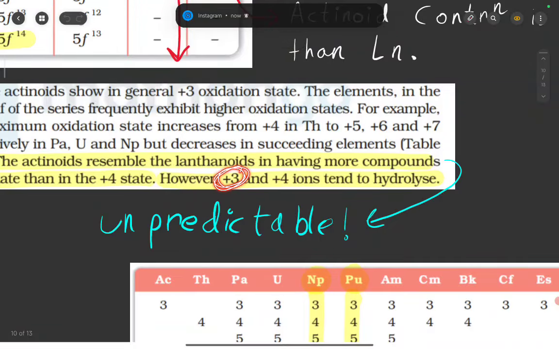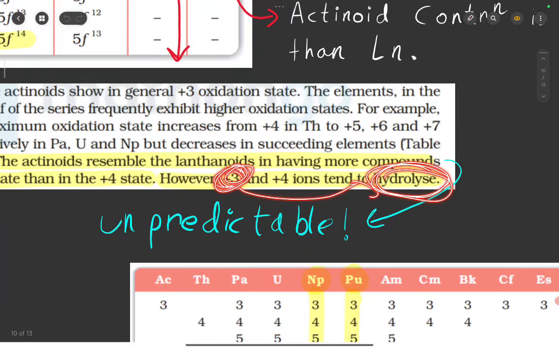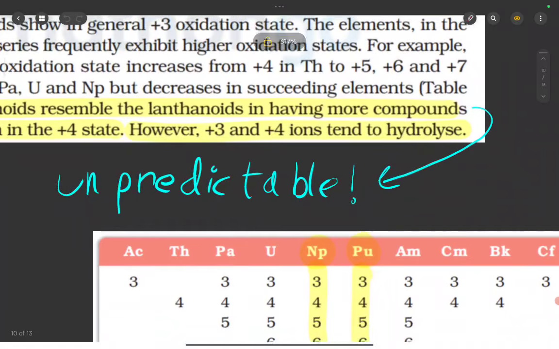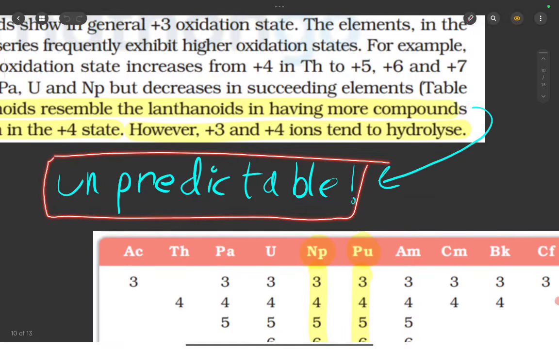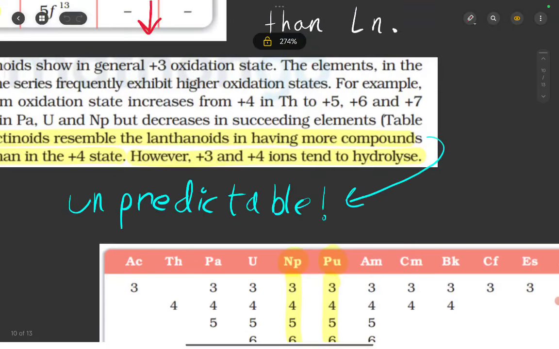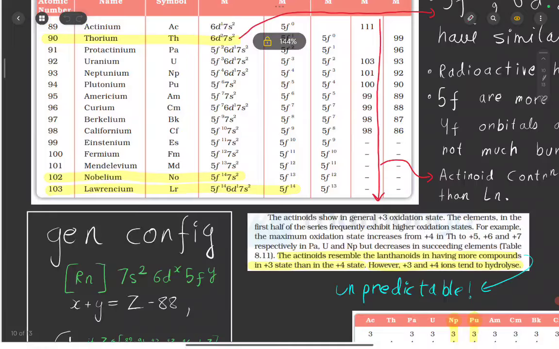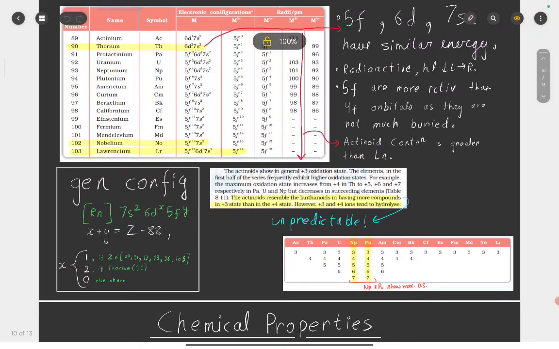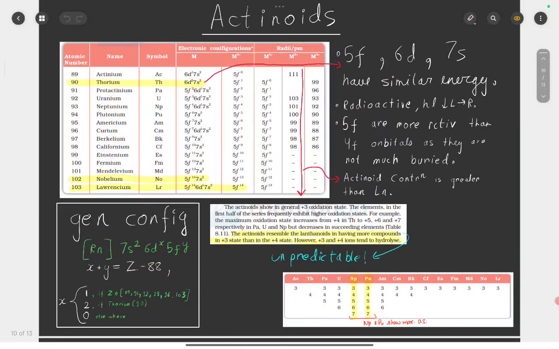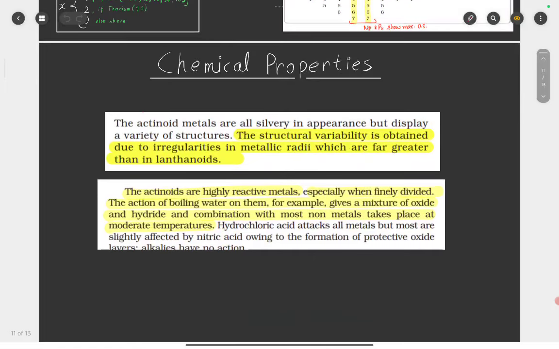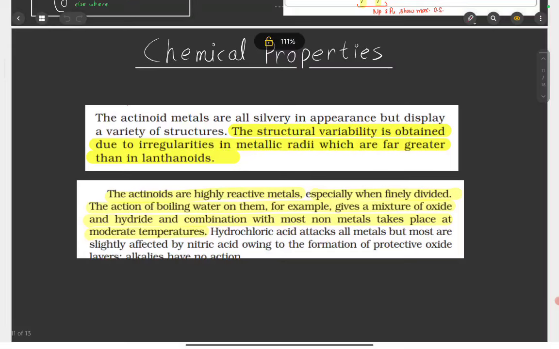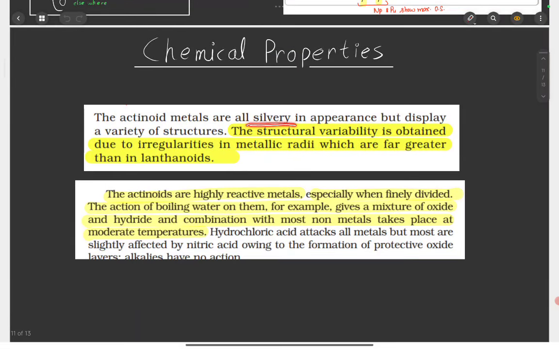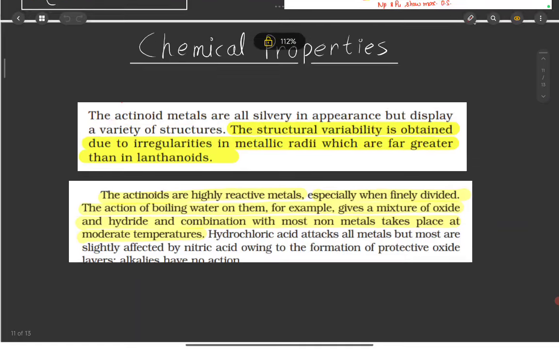But still, the +3 state also tends to hydrolyze, which means it is liable to hydrolysis and it can still give a different product with a different oxidation state, and hence the reactions of actinoids are unpredictable. In fact, it is very obvious. I told you we haven't been able to study them as properly as the lanthanoids, because they have radioactivity and hence they are unpredictable. Now let's look at their chemical properties. Again, they are silvery in appearance and they display a variety of structures.